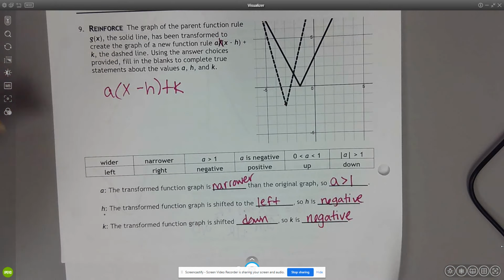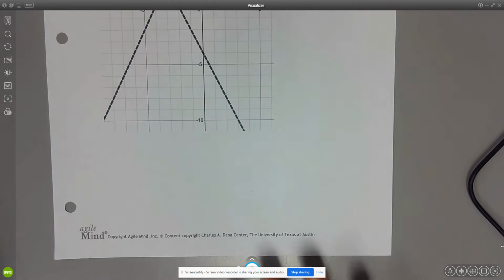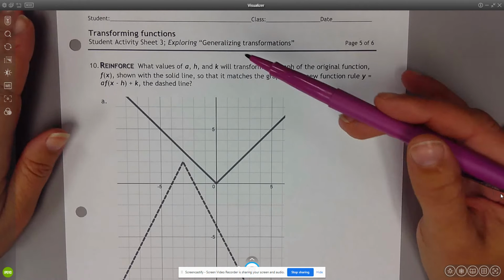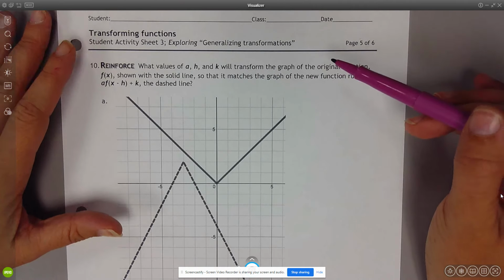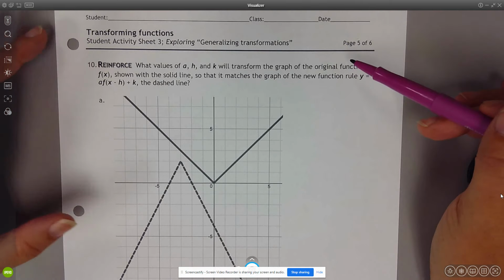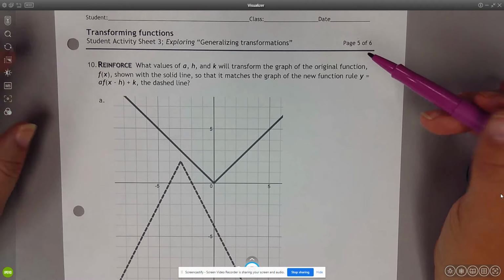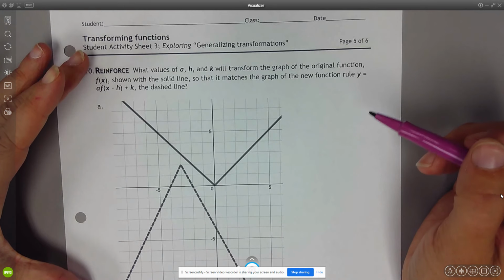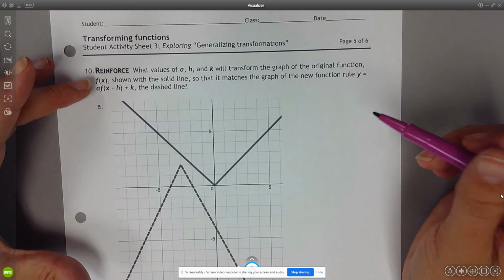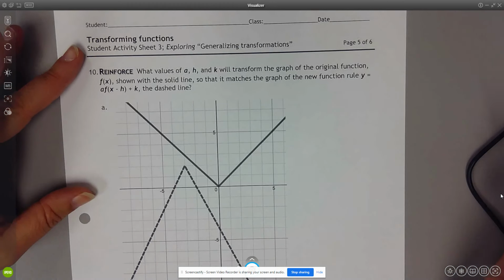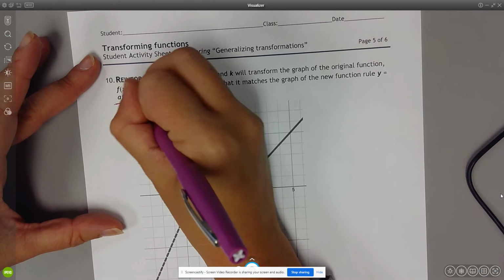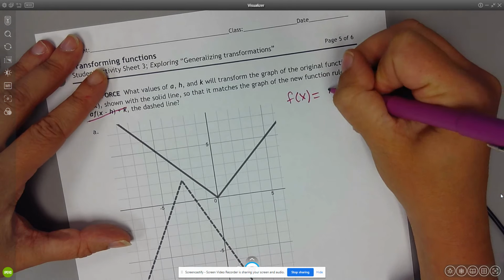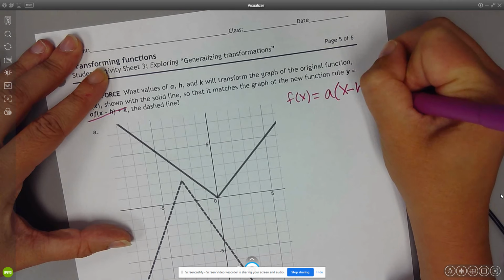Okay, on to number 10. On number 10, it says, what values of A, H, and K will transform the graph of the original function f of x, shown with the solid line, so that it matches the graph of the new function y equals a of f of x minus h plus k. Again, going back to here, guys, we're going to call this a times x minus h plus k.